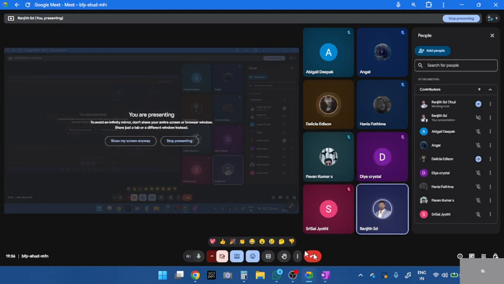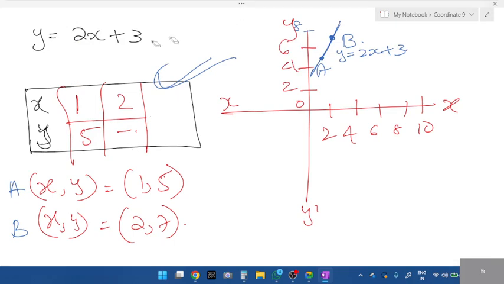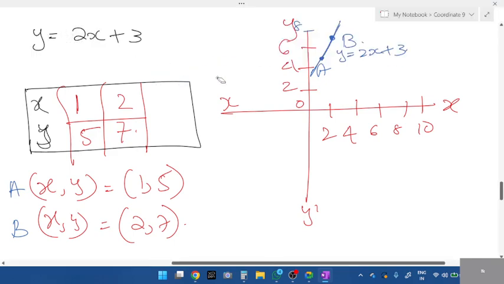What about Angel? What is Angel doing? Ananya, Angel? Listening? Did you understand? Okay, Angel. Can you tell me these values? Why I have taken 1, 2? How did we get 5 and 7? Yes. Respond, Angel. How did we get 5 and 7?